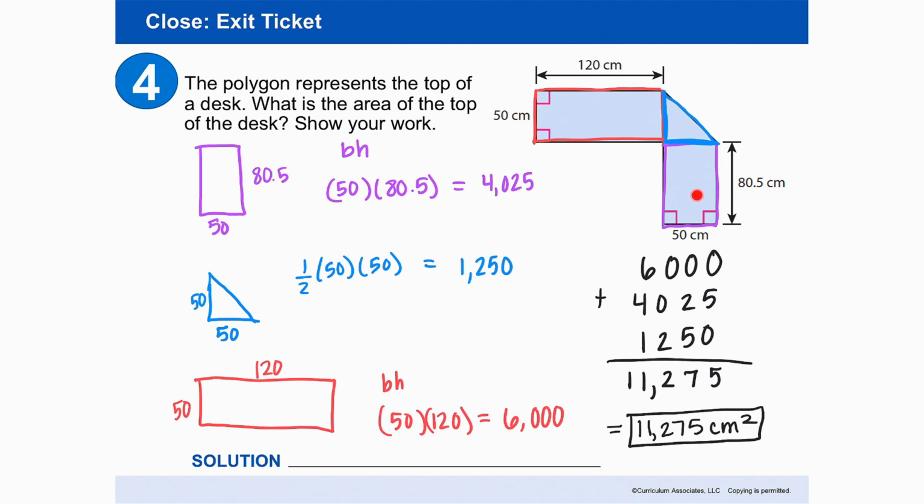Okay, so for these, you can see some of the problems are more suitable to just break into different shapes. Others are more suitable to find a whole area and then remove the little pieces. It's really up to you which strategy that you want to try, but both of these will work great to find the area of a polygon.